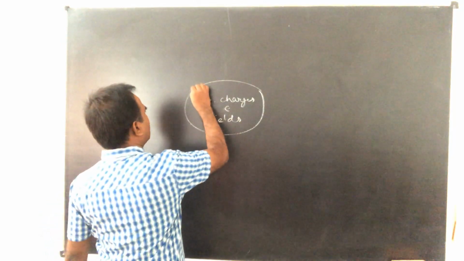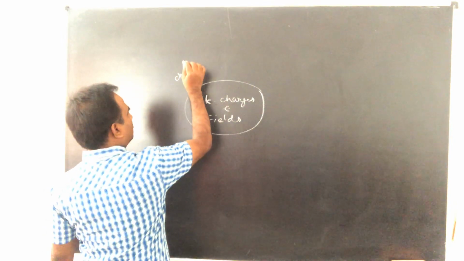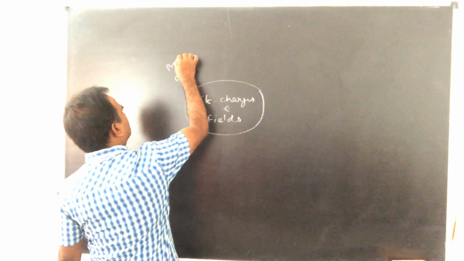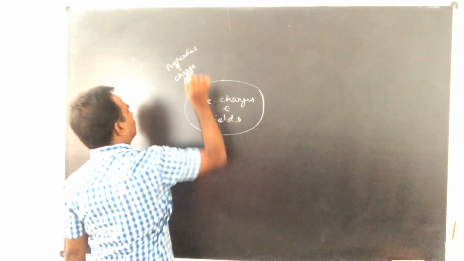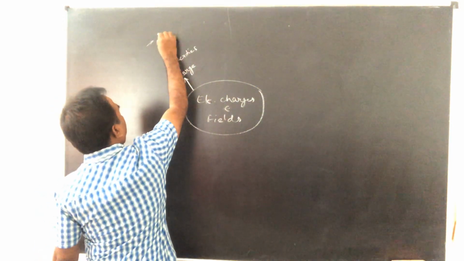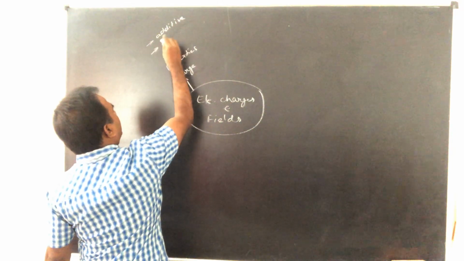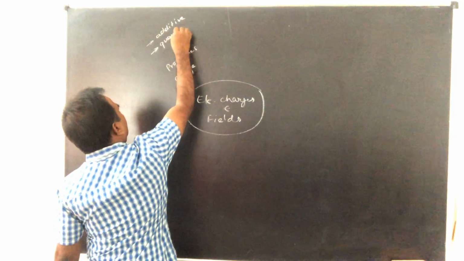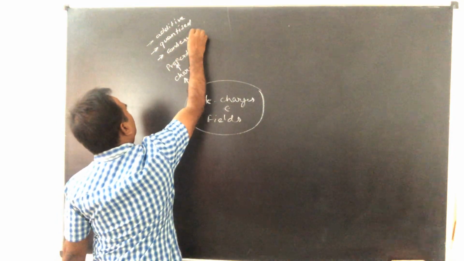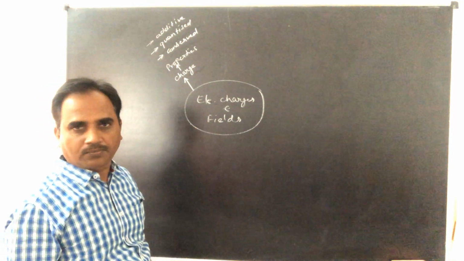So here, first you studied about this concept of charge. In this concept of charge, you studied the properties of charges. The main three properties are: charge is additive because it is a scalar quantity, next, charge is quantized, and then charge is conserved. So these are the prominent properties of charges.